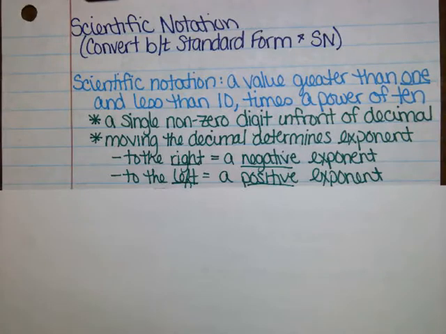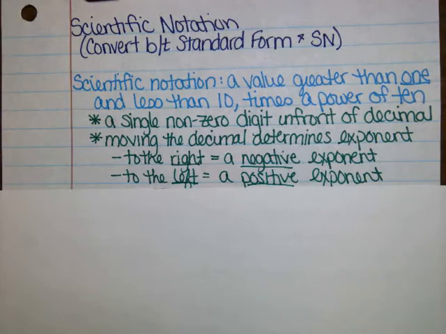For this video, we're going to talk about converting between standard form and scientific notation. Scientific notation is written with a value between 1 and 10 times a power of 10. That'll make more sense in a little bit.